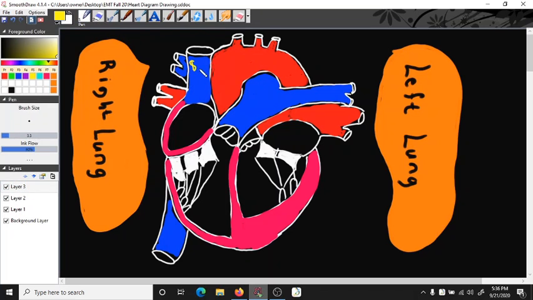You have your superior vena cava and your inferior vena cava. And the whole job of the vena cava is to collect blood from your body and bring it back to your heart. The superior vena cava collects it from your head, anything above your heart. The inferior vena cava is going to collect it from the rest of your body. And then it goes into the right atria.